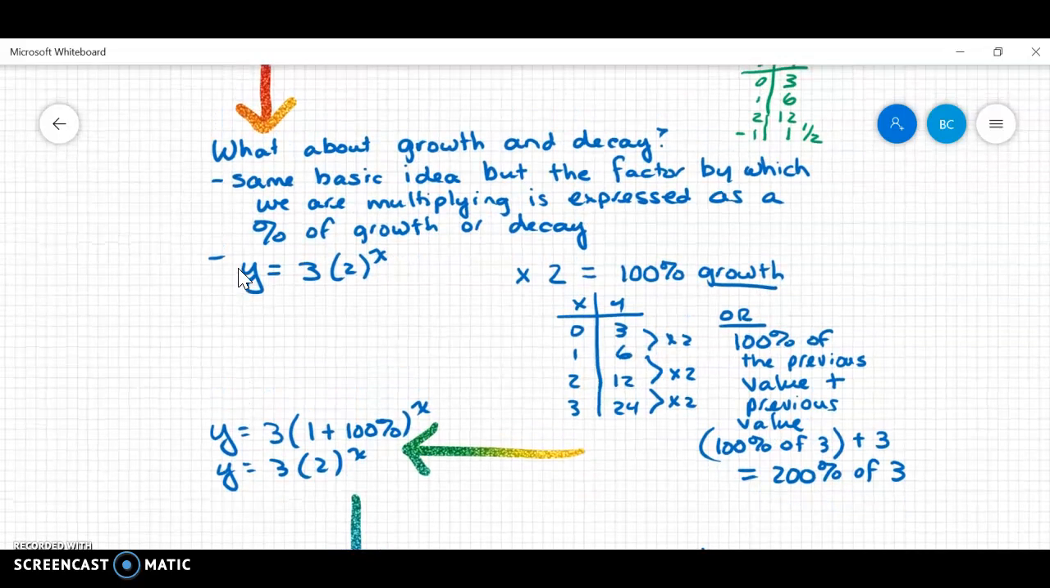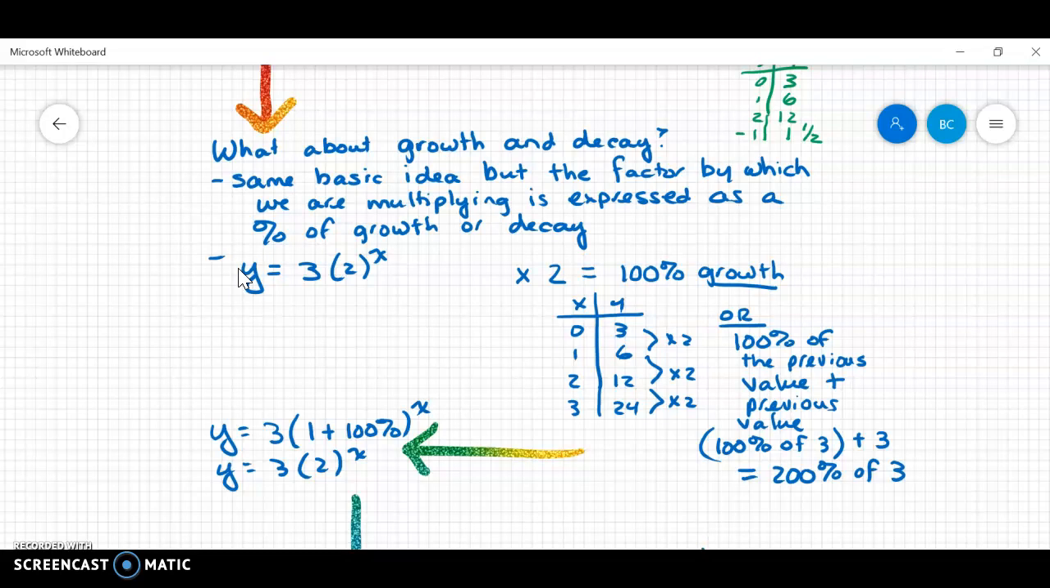So when we're looking at exponential functions and we're looking at real life situations, we often express them as a rate instead of as a factor. Growth and decay functions are the same basic idea as a basic exponential function, but the factor by which we are multiplying is expressed as a percentage of growth or decay. So let's dig into what that means.